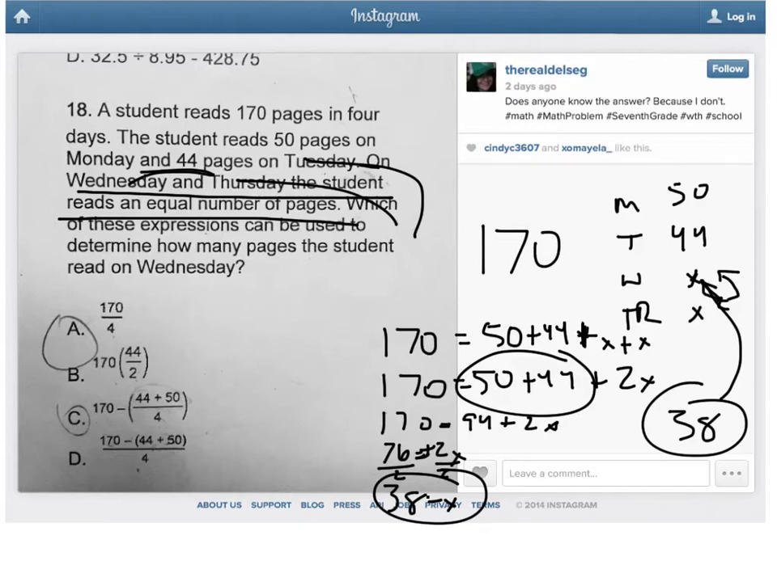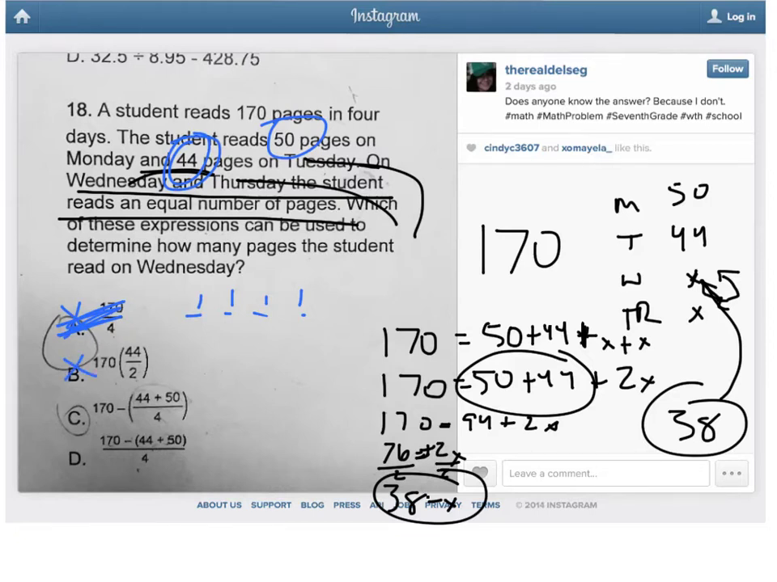All right, well, let's look at it. 170 divided by 4. What that would do is split all 4 days and make them equal, because it would split it into 4 chunks. Are these all equal? No. We know that 2 of the days aren't equal at all. So therefore, it's not A. That's not correct. Let's look at B. What we're doing is taking 44, which is one of the days, dividing it by 2, and then multiplying it by 170. That's nonsense. That doesn't make any sense at all. So no, not B either.